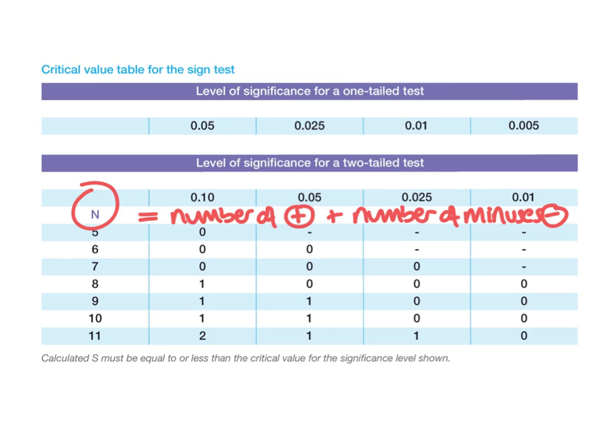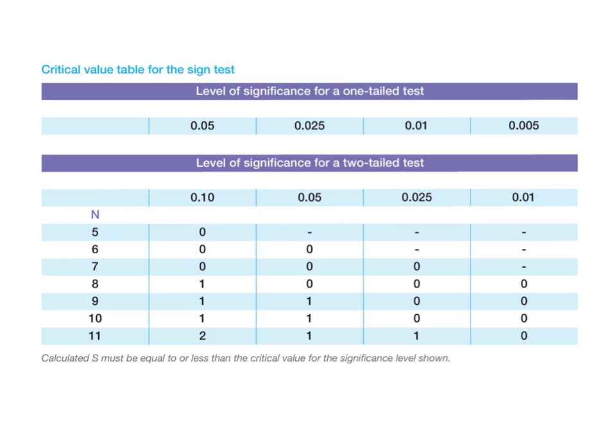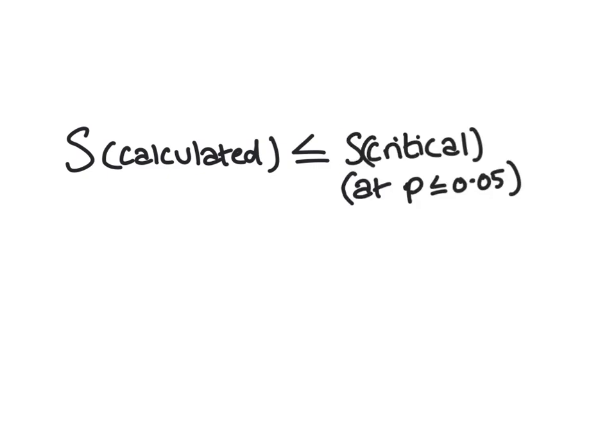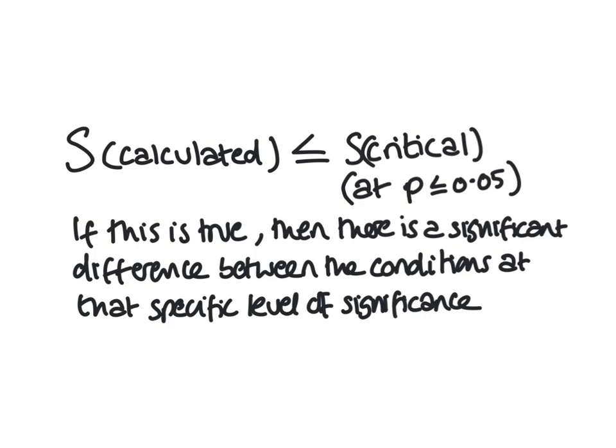Step 6, you don't even need to remember this because it will be written underneath the table in the exam paper. For your calculated value of S to be significant in a sign test at a given level of confidence, it must be equal to or less than the critical value you have picked from the table. So if your calculated value of S is equal to or less than the value from the critical value tables, you have a significant difference at that particular level of confidence.